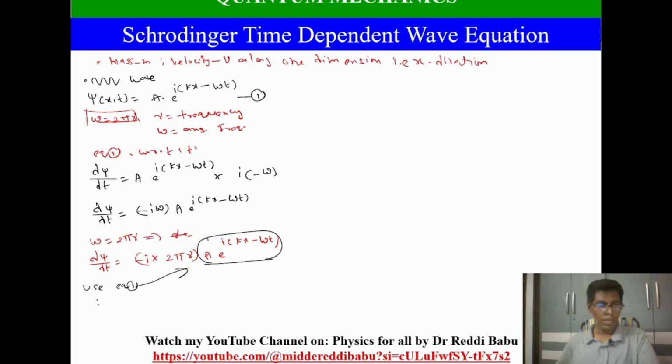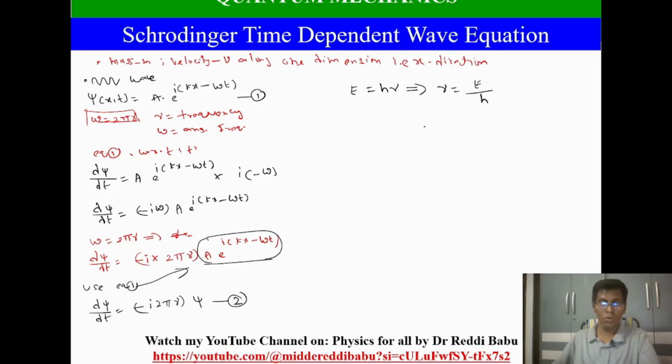So the left hand side is d psi by dt is equal to minus i into 2 pi nu, and the remaining part is simply psi. Let us say this is equation number 2. Now I use Planck's theory of radiation, E is equal to h nu. Write nu is equal to E divided by h. Let us say this is the third equation.